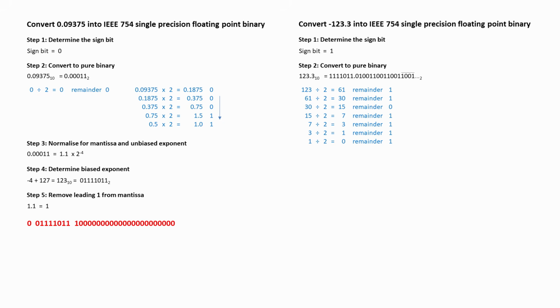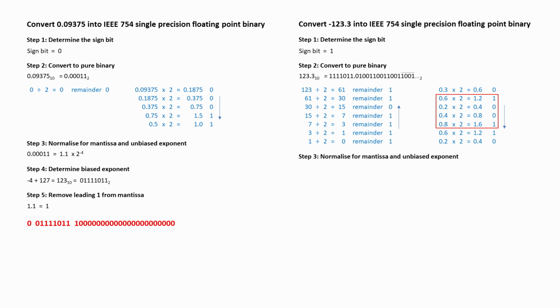To get the whole number part, we divide by 2 repeatedly. That was pretty straightforward. Remember to read the bit pattern upwards for the whole number part. To get the fractional part, you repeatedly multiply by 2. Now, as you're doing this, you'll notice that the value 0.6 comes up again, in which case you have a recurring bit pattern. There's no need to keep going. And remember to read this sequence of bits from top to bottom. Now we normalise to get the mantissa and the unbiased exponent.